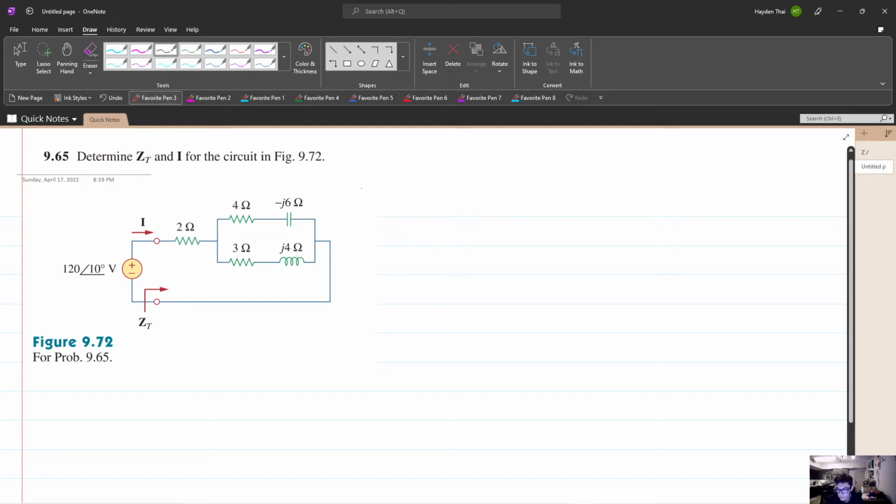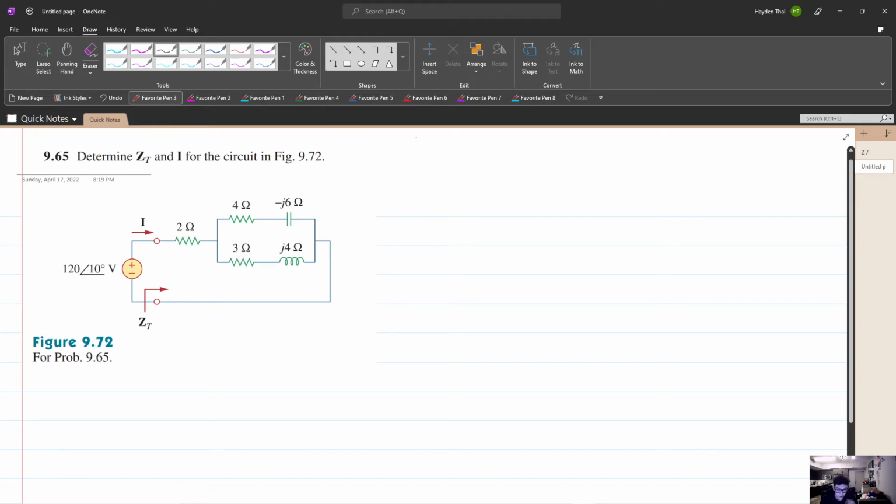Let's go. Alright, so there's two things we're solving for in this problem. We're solving for the impedance on this right hand side, and we're also solving for the current. So let's first solve for the impedance. Okay, so this should just be pretty easy.